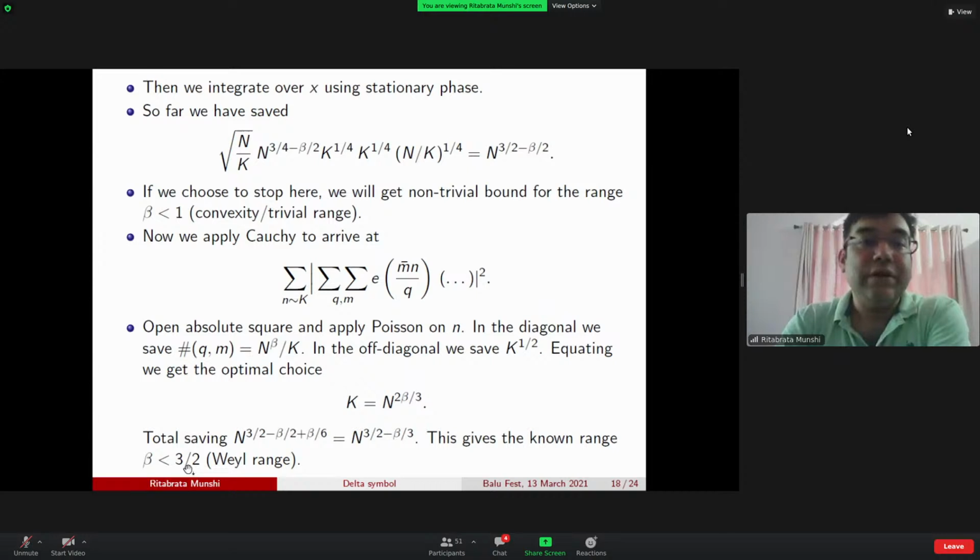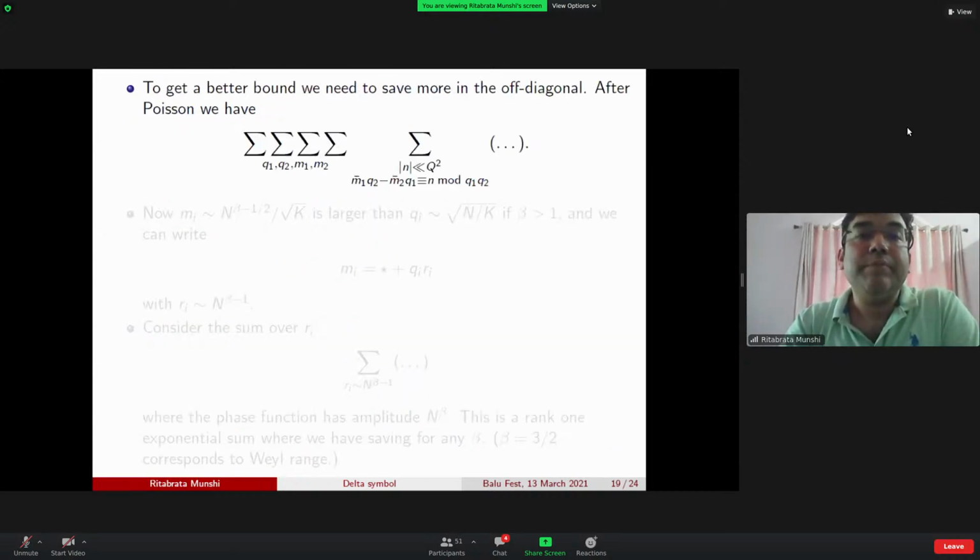So that was the range that's already there in the literature, and this is the Weil range, which corresponds to the Weil bound. And the problem, as I said, is that after this Cauchy and Poisson, you see what else can be done. Okay, so with this, we hit the Weil bound, and we want to get past the Weil bound. We want to get something sub-Weil. So we see what else is there to be done at this point. Okay, so let's go back one step.